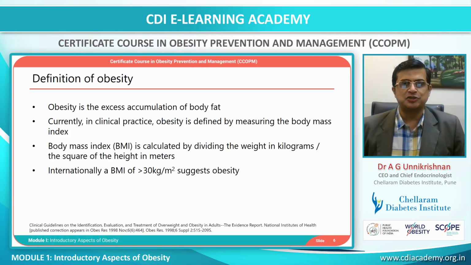Currently, in clinical practice, obesity is defined by measuring the body mass index. The body mass index is calculated by dividing the weight in kilograms by the square of the height in meters. Internationally, a BMI cutoff of more than 30 kilograms per meter square suggests the diagnosis of obesity.